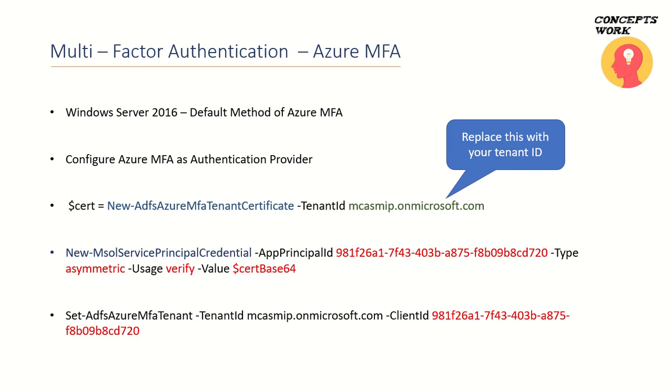I will be sharing these three commands in the description section as well. Just copy them from the description and try running in your lab. Get yourself familiar first and then try it in your production environment if you are planning to go ahead and use Azure MFA as a second factor authentication. But make sure that you replace the tenant ID as I've shown here from the first and the second, and the third command, wherein this part has to be replaced with your tenant name. In our case, it'll be MCAS MIP, so I've just written it directly.